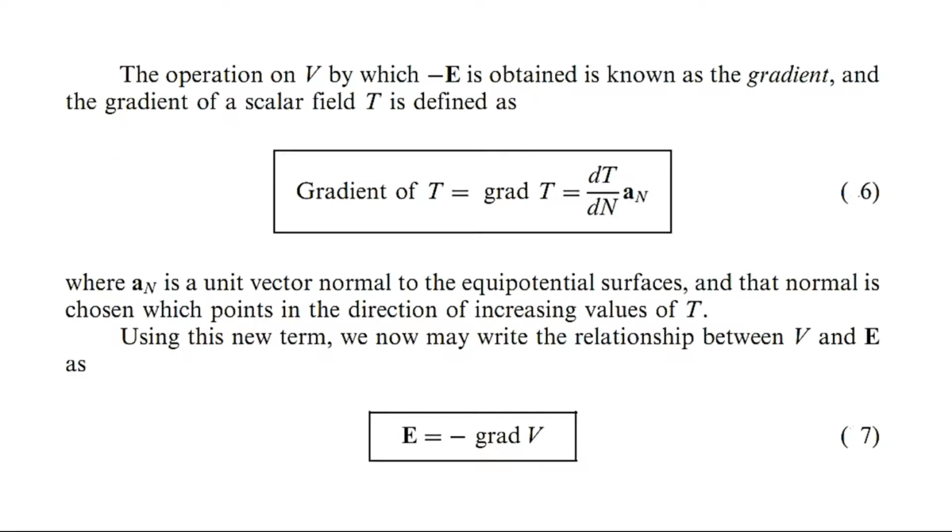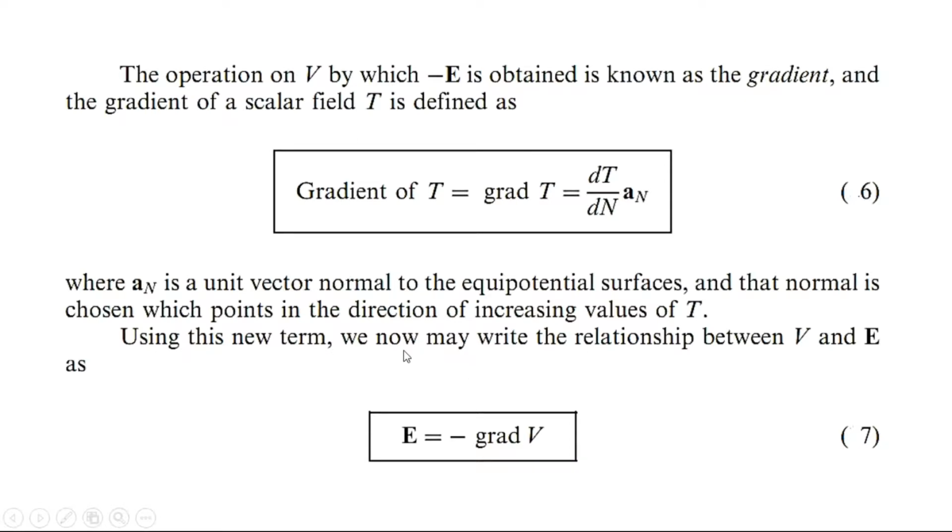That is why I told you in the start that we can determine the electric field intensity from the electric potential by inserting some new terminology, and that is the gradient. So the gradient actually shows the maximum rate of change in a scalar quantity. The gradient of a scalar field results in a vector field, where AN is a unit vector normal to the equipotential surface. We already discussed this point, and that normal is chosen which points in the direction of increasing values of T.